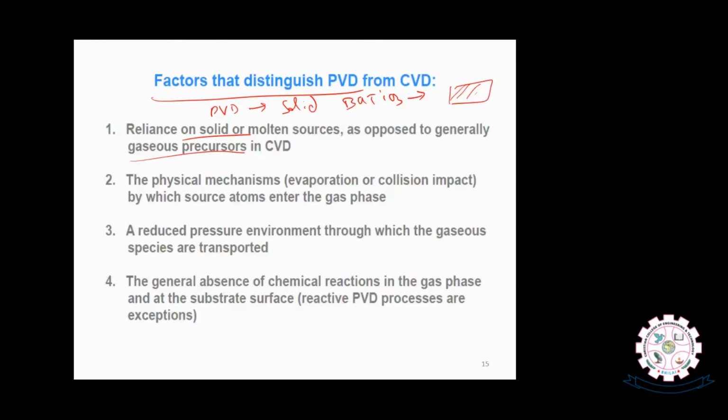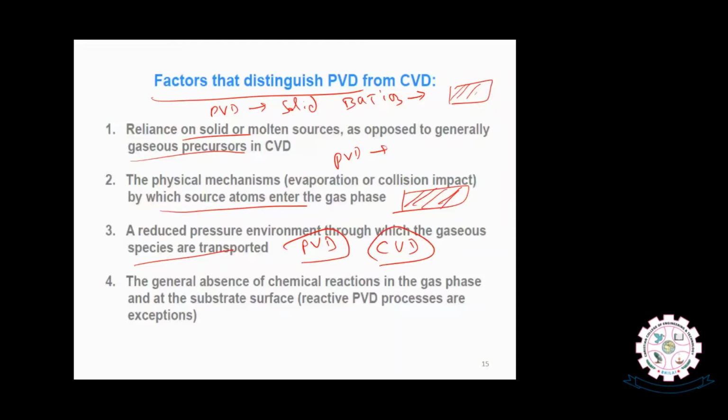The physical mechanism in the case of PVD is that you thermally evaporate. That means you heat the material and vaporize it, making sure that you are making a thin film. But in the case of CVD, you are already starting with the gases. The bonds between the gases, you are breaking them and making a thin film of it. A reduced pressure environment through which gaseous species are transported. That means in the case of PVD, you will have a vacuum. Of course, in the case of CVD also, you will have the vacuum.